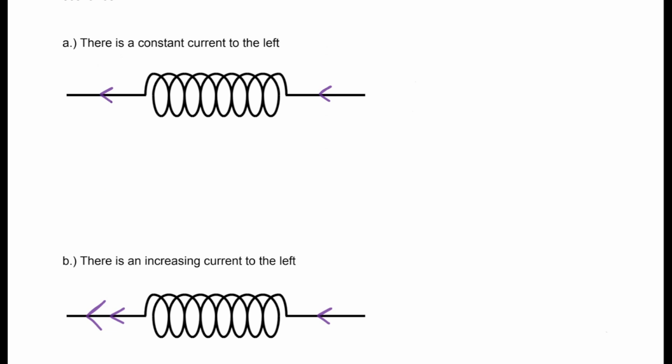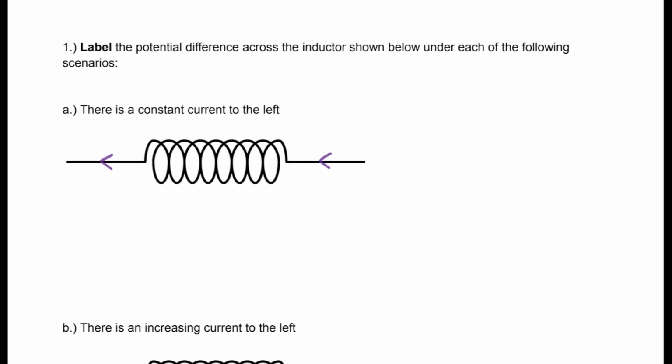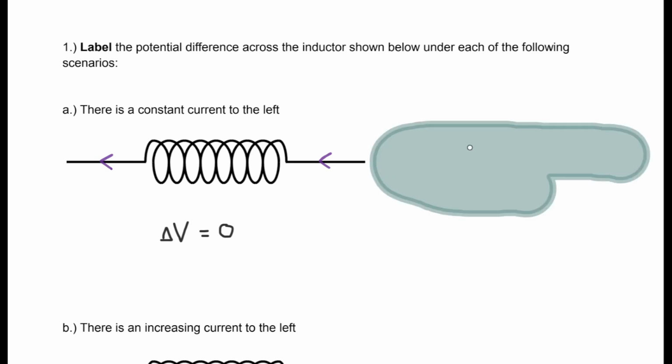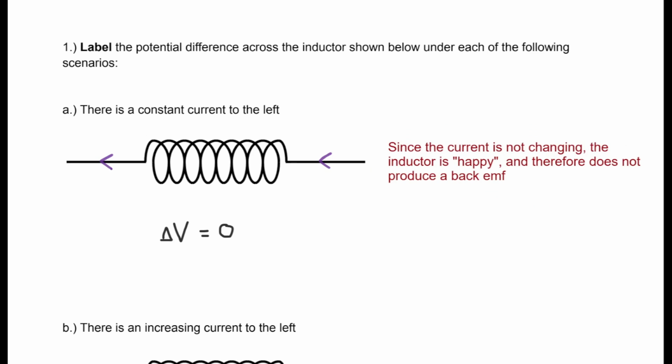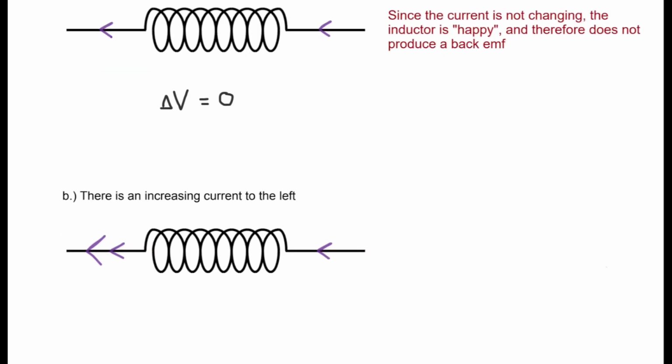So first, in this first case, realize that inductors do not mind a current in them. So since there's no current changing in this first case, the delta V across this inductor is just going to be 0. So the potential difference is 0 in this first case for the reasons we just talked about. Since the current is not changing, the inductor is happy, and therefore does not produce a back EMF. There's no flux change to fight.